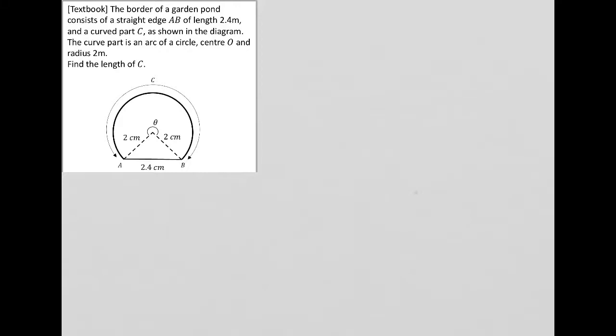Now, if we want to find C, that's the length of an arc, we know, because we write this, that we need to know the angle theta. And I don't know any angles at all. So I need to find what this angle here might be, which I'm going to call X.